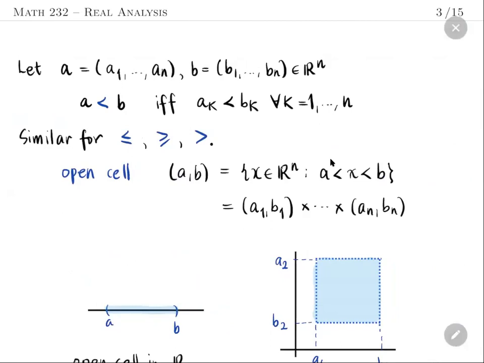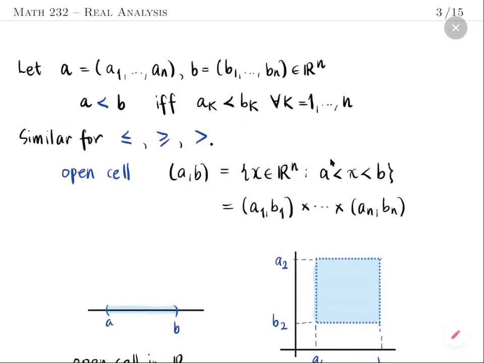Okay, so let us consider other generators of the Borel sigma algebra on Rn. For this, let us first define what we mean by two vectors with this order relation, less than. So consider two vectors a and b having components a_1 up to a_n and b_1 up to b_n respectively. In this case, a_k and b_k are real numbers for k from 1 up to n. Then we write that a is less than b if and only if the corresponding components satisfy that relation. In other words, if a_k is less than b_k for every index k from 1 to n.